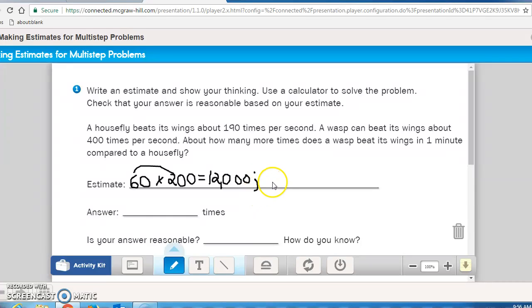Now I need to do the second part of that problem. It says that they beat about 400 times per second. Well, we want to know again how many in a minute. So I take 400 times 60. So I take 4 times 6, which is 24. And then I have 1, 2, 3 zeros. And I put my comma in the correct place, 3 place values in. All right. So how many times as many is it?